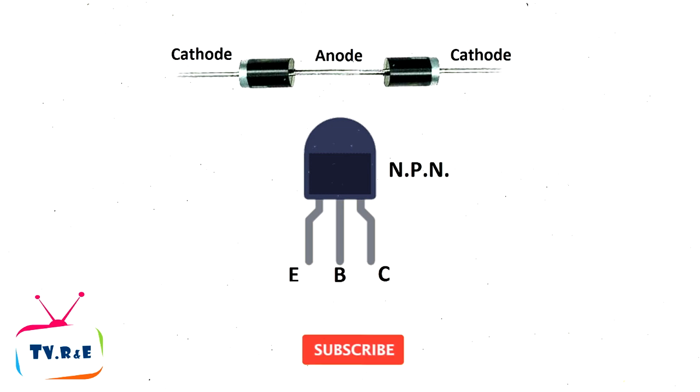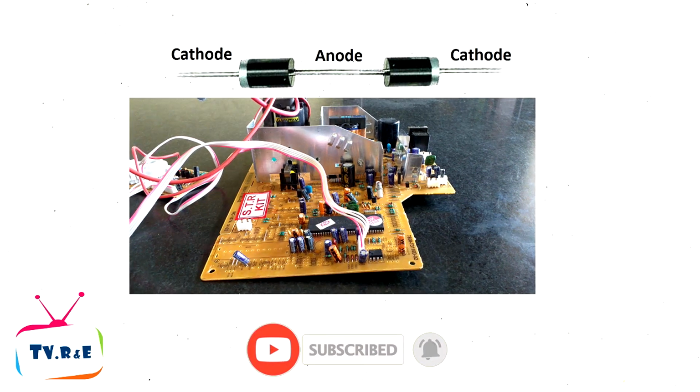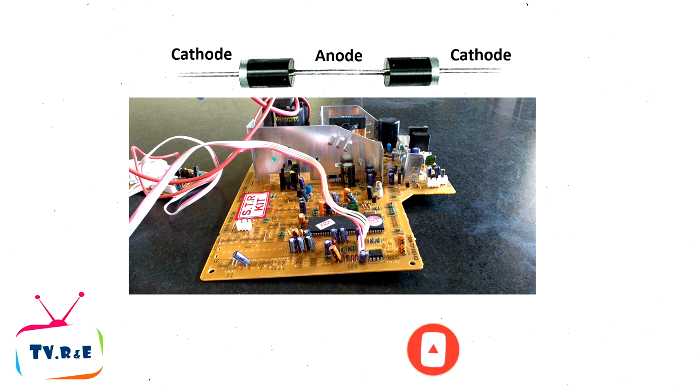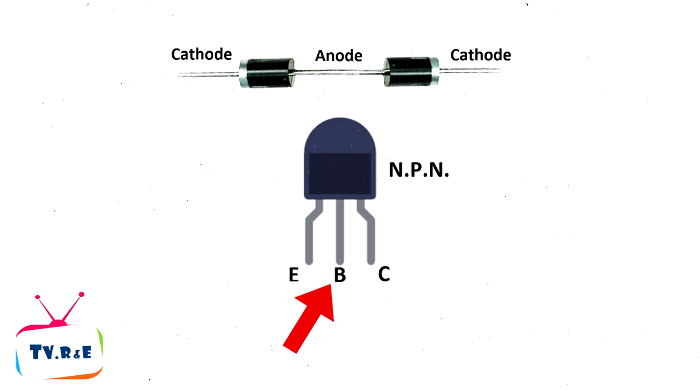Now we will understand how to check a transistor directly on the circuit board. To check a transistor on a circuit board, we have to disconnect the base terminal of the transistor from the circuit board. After that, we can take either the emitter or the collector of the transistor and disconnect it from the circuit board. After that, the transistor can be checked.